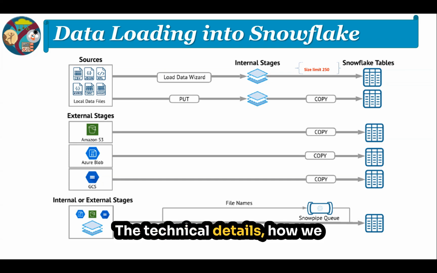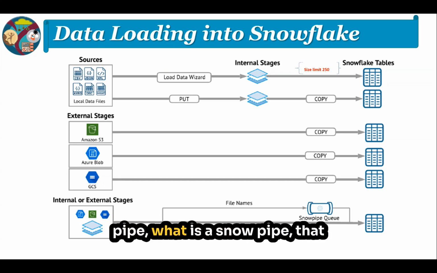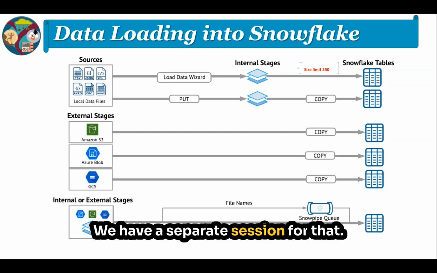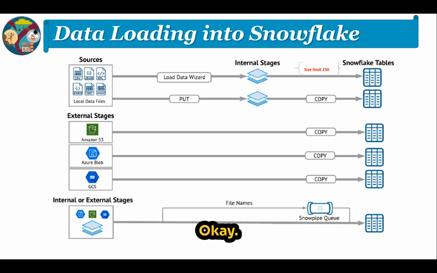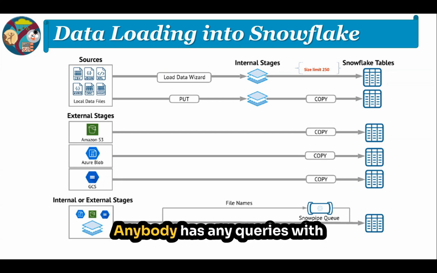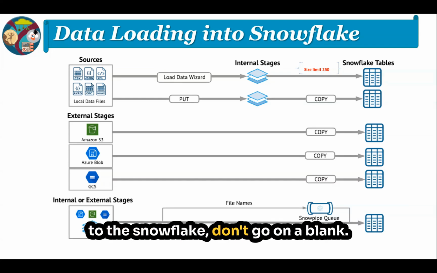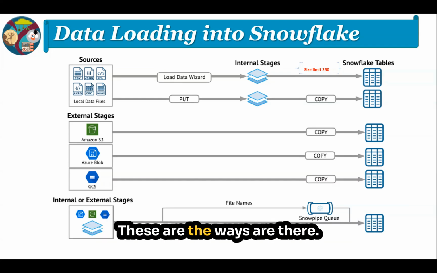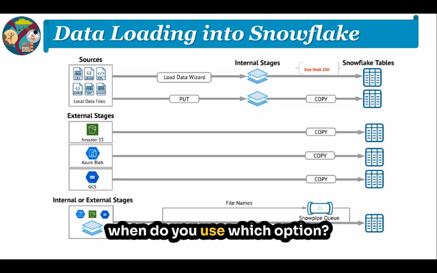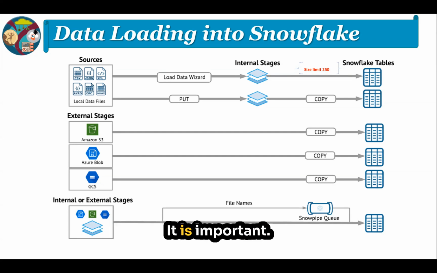The technical details, how we create a Snowpipe and what a Snowpipe is, we will discuss later. We have a separate session for that. Is it clear about these methods? Does anybody have any queries with respect to these methods? If tomorrow somebody asks how many ways you can ingest data into Snowflake, don't go blank. These are the ways. You can use these ways, but when to use which option is important.